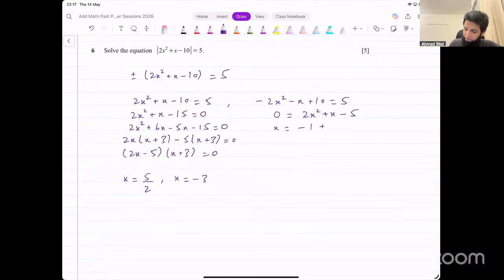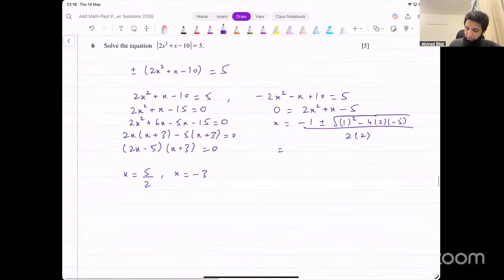So what do we do then? -1 plus minus square root of 1 squared minus 4 into 2 into minus 5, whole divided by 2 times 2. Achha, what do we get from this now? Remember, we are not allowed to use a calculator, so we'll just have to do our calculation like this and give an exact answer at the end. 1 plus 40, right? That will be square root of 41 divided by 2. These are two other possible values of x that you're getting.